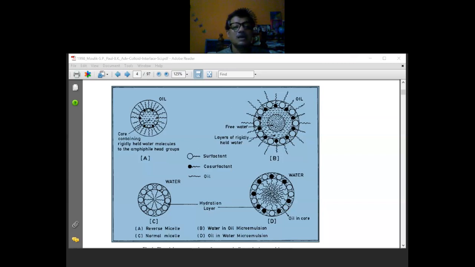Similarly, if you take a reverse micelle and go on adding water, what would be happening? Initially, water molecules will be required to hydrate the hydrophilic head groups. And they are the most rigidly bound water molecules. Then there would be a secondary layer of water which is also rigidly held, but not as rigid as those water molecules which were used up in hydrating the surfactant head.